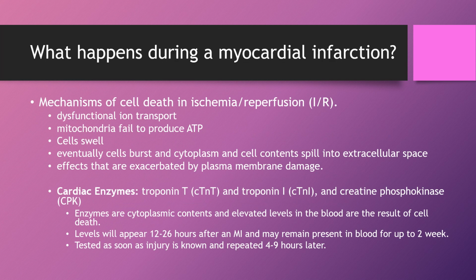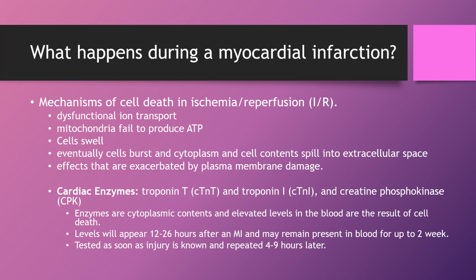So what happens during a myocardial infarction? The mechanisms of cell death in ischemia and reperfusion include dysfunctional ion transport. The mitochondria will fail to produce ATP, which is what the cell needs for energy and to be able to carry out its functions. The cells will swell at the cytoplasm, and then eventually the cells will burst and the cytoplasm and cell contents will spill into the extracellular space.